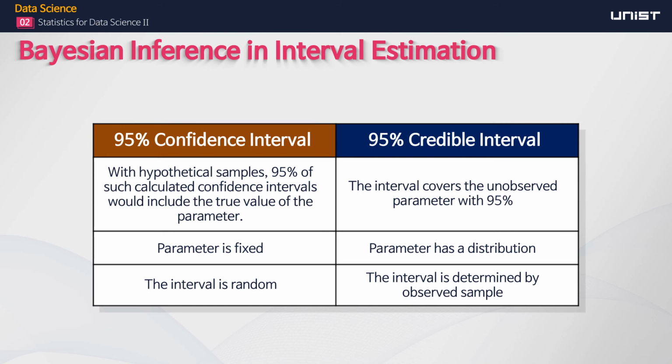while a Bayesian 95% credible interval means that the interval covers the unobserved parameter with 95% probability. The parameter is not fixed. It has a distribution of possible values, and the credible interval is not random. It only depends on the already observed sample.